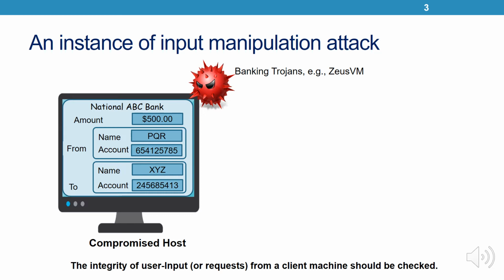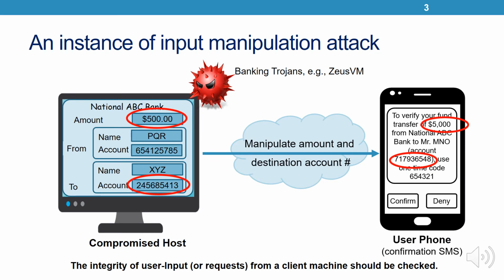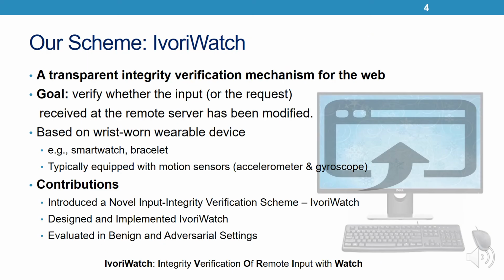Consider a host machine which has been compromised with a banking Trojan, say GS, that can manipulate the user input. When a user attempts to transfer funds from his account to another account, the Trojan can manipulate the amount and destination account number. Typically, before completing the transaction, it prompts the user to approve the transfer by sending a confirmation notification to the user's phone. However, as the user was intending to transfer the funds, he may approve the transfer without paying much attention to the details on the notification, resulting in the illegitimate transfer of funds to the attacker's account.